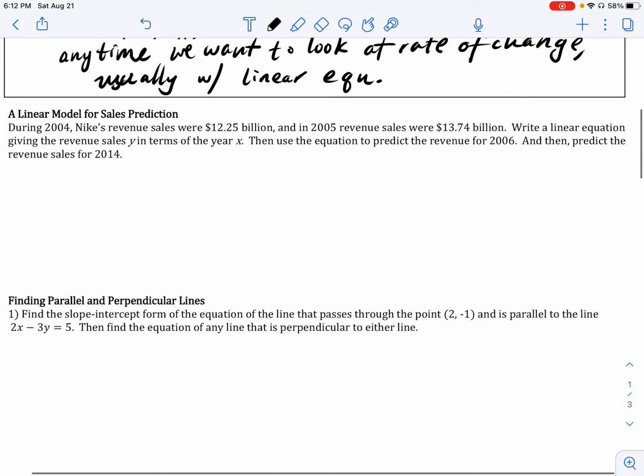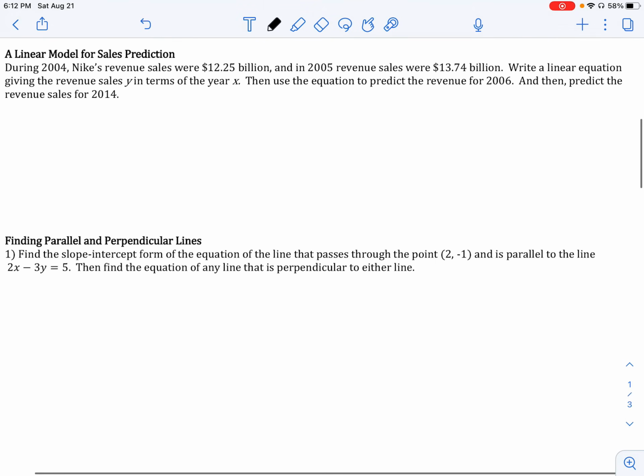So with that all being said, let's do a couple of problems with this. You may need a calculator for the first one just to make your life a little bit easier. So in this first problem here, we see that Nike's revenue sales were 12.25 billion in the year 2004, and the following year it rises up to 13.74 billion. Now, revenue sales are clearly not always linear, but if we were using a linear model to predict revenue sales in a given year, based on what we know, we first need to find the rate of change from year to year. So from 2004 to 2005, we can say the following.